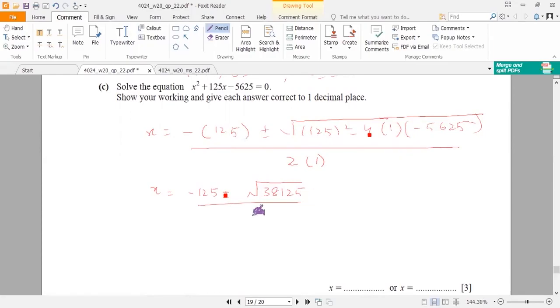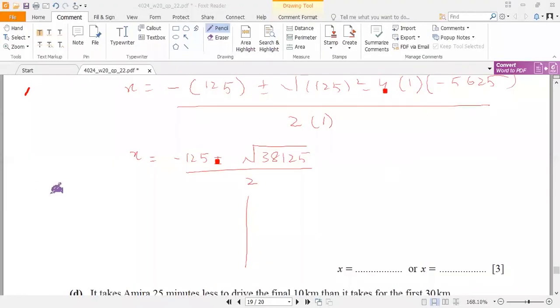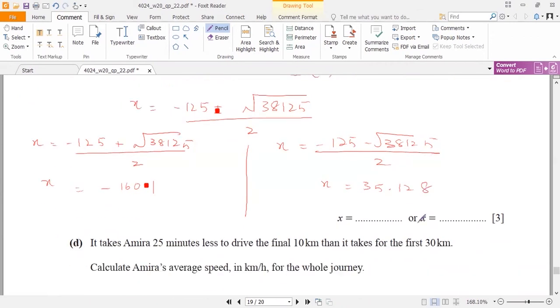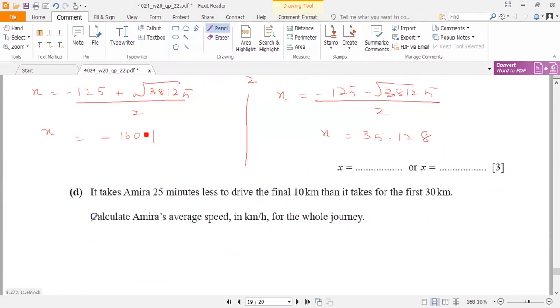x is equal to minus 125 plus root 38125 upon 2, and the second value is x equals minus 125 minus root 38125 upon 2. After solving this, we get the value x equals 35.1 and the second value is minus 160.1. So these are the two values. Now come to part D.